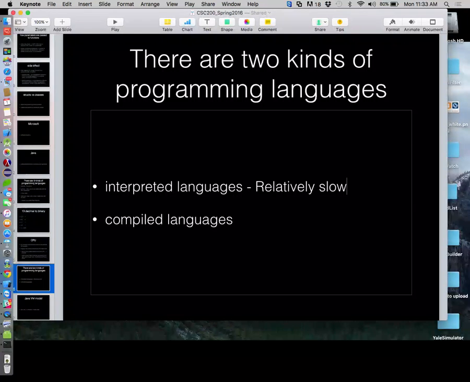I use the word relatively because computers are really fast. So from our perspective, we're likely not going to really notice a difference. But there is a difference. Okay, so if we're solving a very, very, very complex problem, that's where a human being might start perceiving the speed difference. All right. Now, a compiled language uses a compiler. We're going to say these guys are relatively fast.